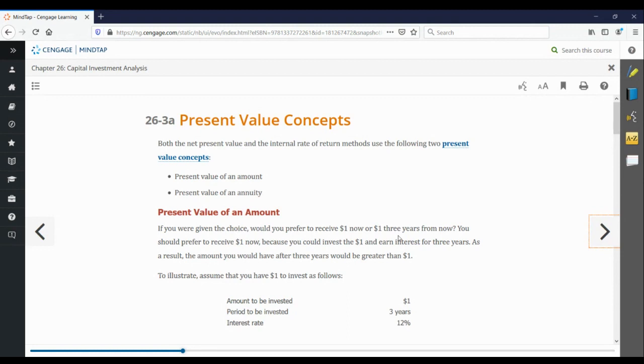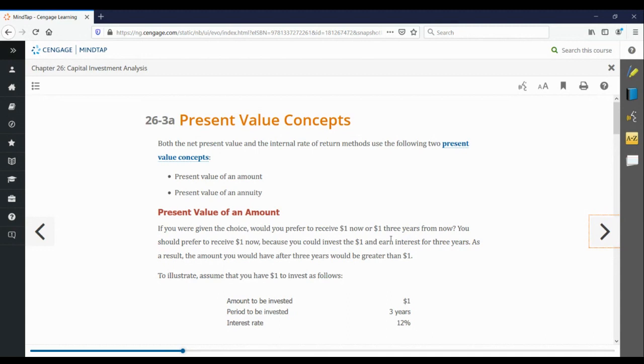So in your textbook, on the page that we're looking at right now, they've given us an example of how to calculate present value. It says, for example, if you were given the choice, would you prefer to receive $1 now or $1 3 years from now? And so what we should choose is to receive $1 now, because we could invest that dollar now and it will grow and earn interest for a 3-year period.